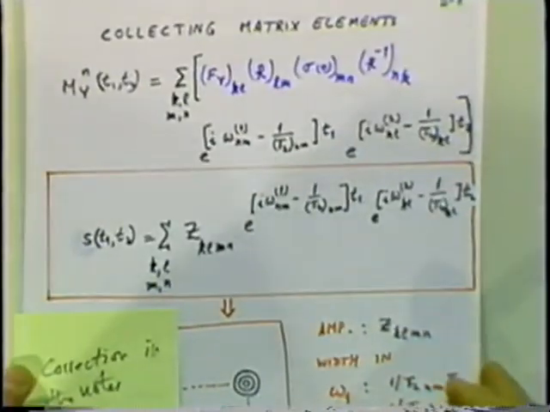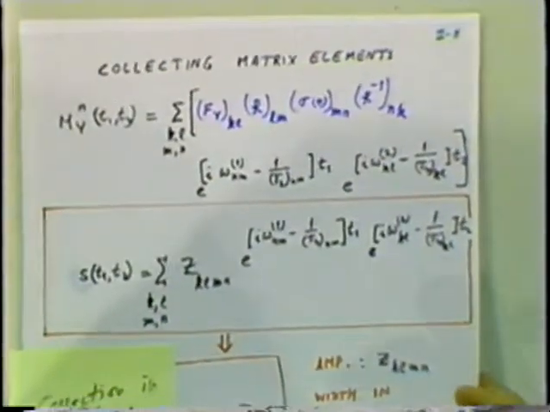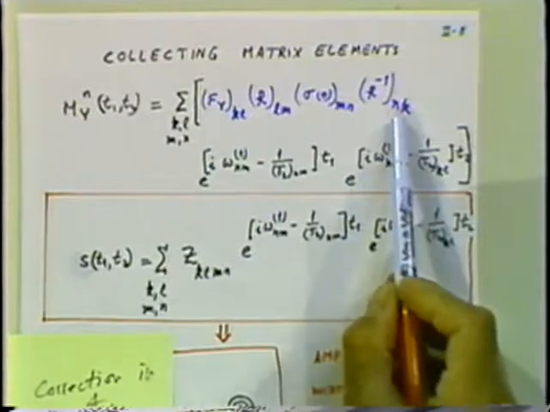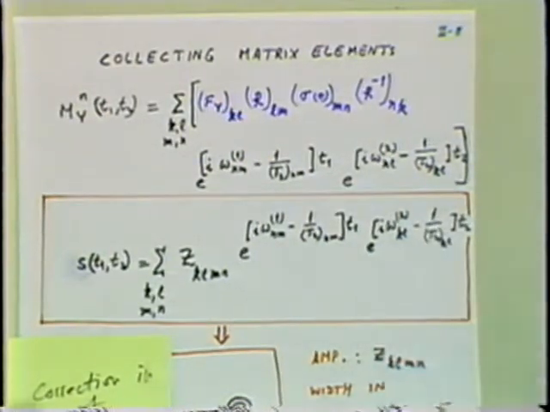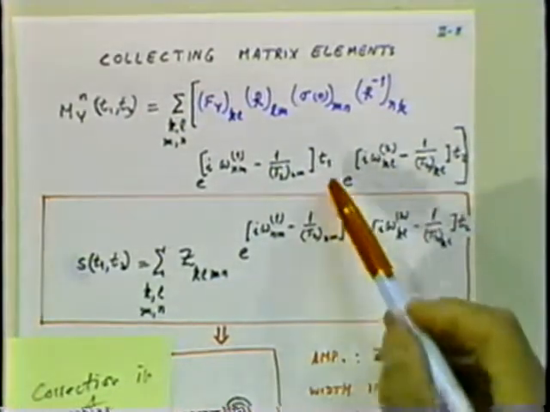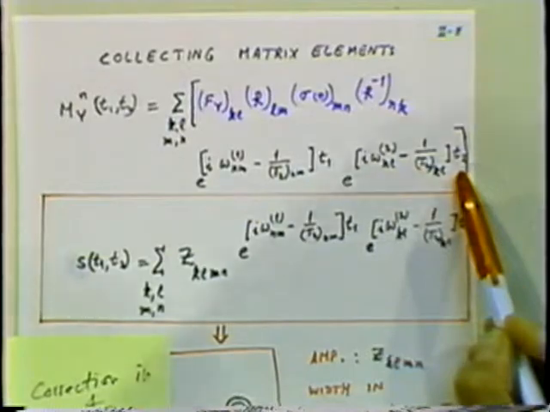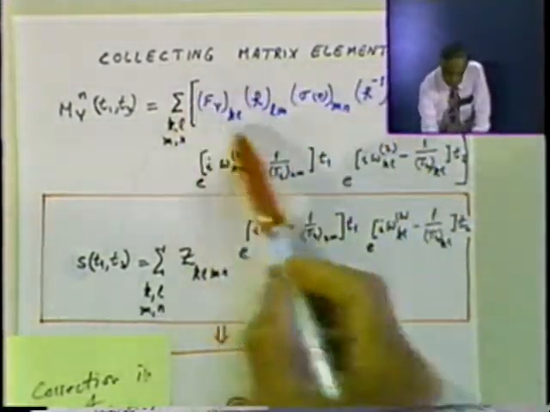All right, so now I can collect the matrix elements, and we get two things. One is an amplitude, and the other is the frequencies. I collect the terms in the exponents having the same small t1, and then the terms having the same small t2, and so these are the frequencies, and this is the amplitude of the frequency.